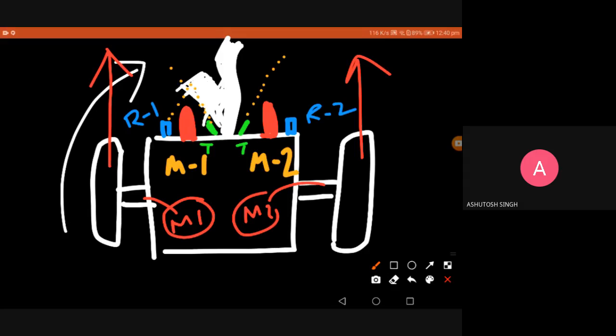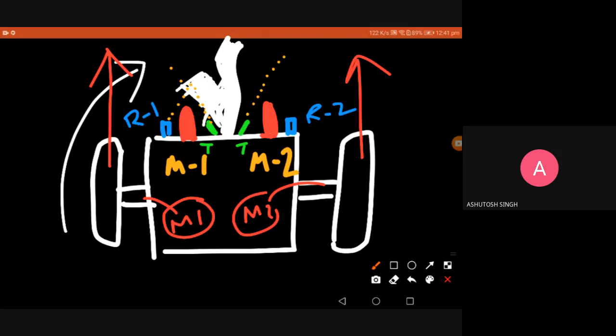Is there any doubt? I'll explain one more thing. I have two motors and these two motors are connected to two wheels. Whenever my robot has to go straight, both motors have to go forward, or clockwise direction, for example. So the robot will move in a straight line. Whenever both are rotating clockwise, the robot is going either forward or backward.